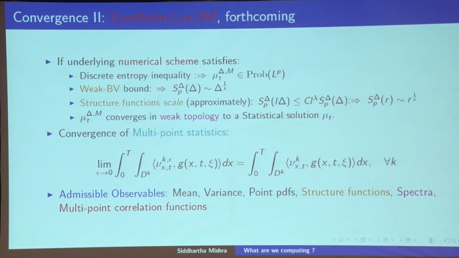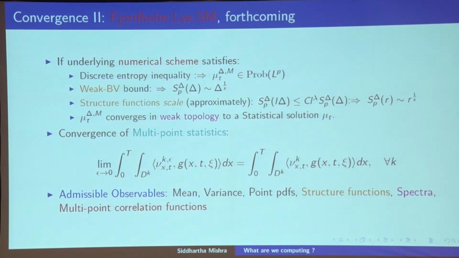There I need an additional assumption, which is very natural in the context of turbulent flows. I say that there is some approximate scaling of structure functions. If that happens, then this uniform diagonal continuity is satisfied. And I can prove, with some effort, a Lax-Wendroff theorem, which tells me that these approximations that I constructed from ensemble averaging actually converge in the weak topology to a statistical solution.